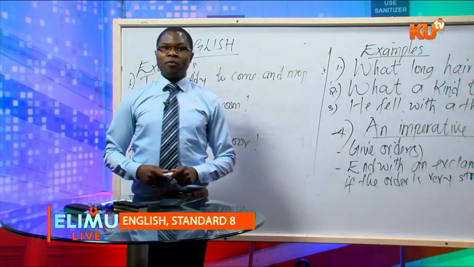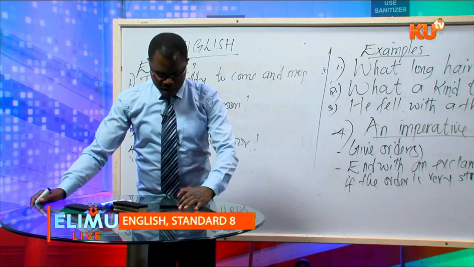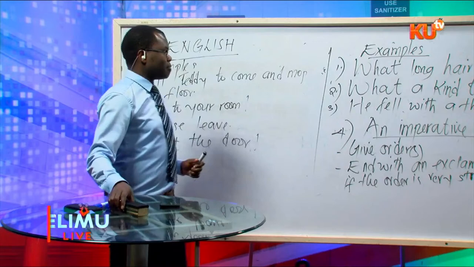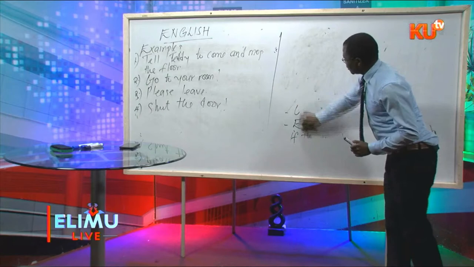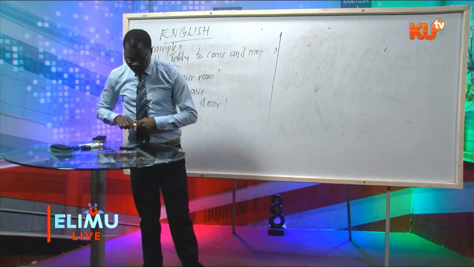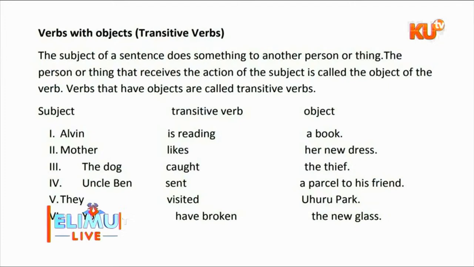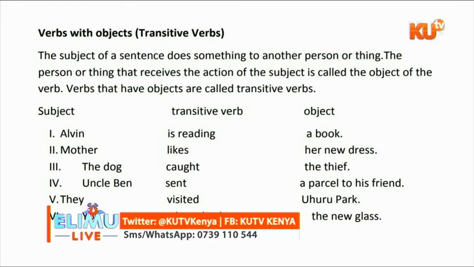So having said that, I want us to move to the next level. I want us to look at what we call verbs with objects in relation to sentences. Verbs with objects. Then I will tell you what they mean. The other name for verbs with objects, they are also called transitive verbs.